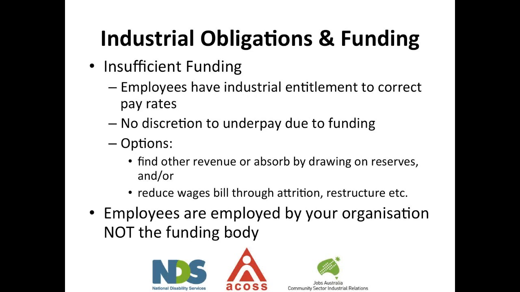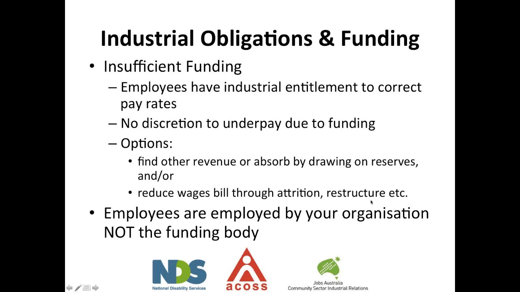In terms of your industrial obligation and funding, if you're not receiving sufficient funding, unfortunately employees still have an industrial entitlement to be paid those correct rates of pay, and you don't have the discretion to underpay due to the lack of funding. So we looked at some of the options for making potential savings to be able to fund the ERO. Things like rearranging shifts, moving casuals over to permanent part-time employees to try and look at meeting the needs of the clients while perhaps freeing up some funds so that you can redirect funds in other ways. Other options such as finding revenue or absorbing or drawing on reserves, or reducing wages billed through attrition.